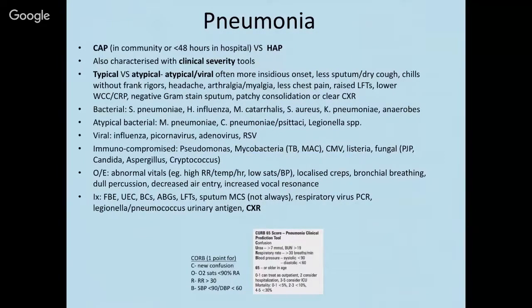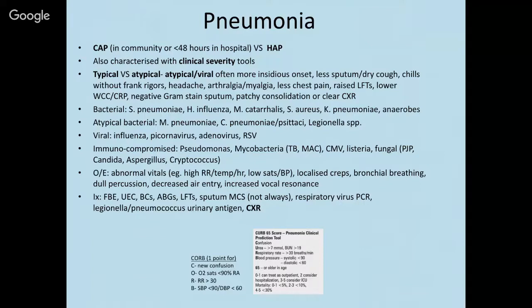So now I want you to know pneumonia. Pneumonia is separated into CAP, community acquired, if it's in the community or less than 48 hours in hospital, which means they would have got it outside, or HAP, hospital acquired pneumonia. You can also characterize it according to clinical severity tools. CORB is one you can use: new confusion, O2 sats less than 90, respiratory rate greater than 30, or blood pressure less than 90 systolic, diastolic less than 60. For example, in Monash Health, on the traffic light system, if they've got pneumonia they need a CORB of 2 or more to qualify for ceftriaxone plus azithromycin for severe, to classify them as severe.